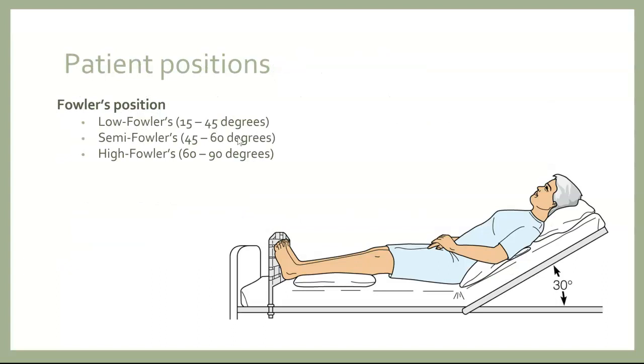So now we're going to talk about patient positions. We'll talk about Fowler's position. This is the most common one. Really, semi-Fowler's is going to be the most common bed position that you're going to see. Usually they have orders to have the head of bed at least 30 degrees. So you have your low Fowler's, which is 15 to 45, semi-Fowler's is 45 to 60 degrees, and high Fowler's is 60 to 90 degrees. So this is going to promote decreased risk for pneumonia and just help promote overall health.